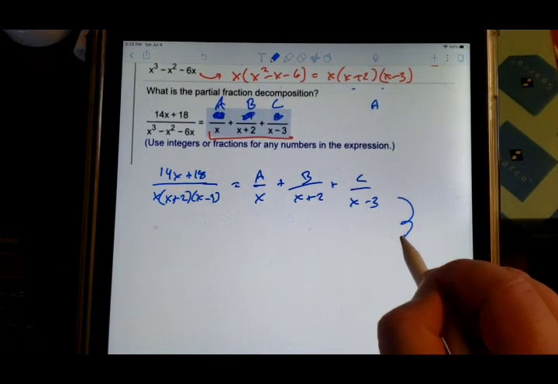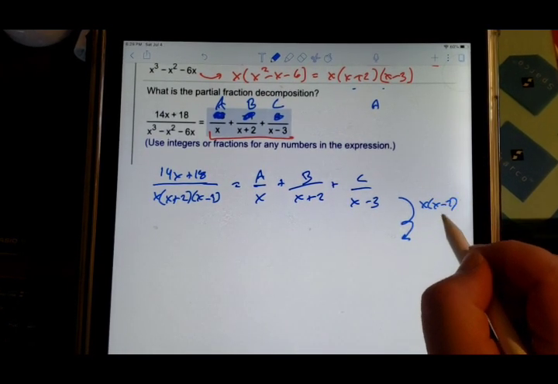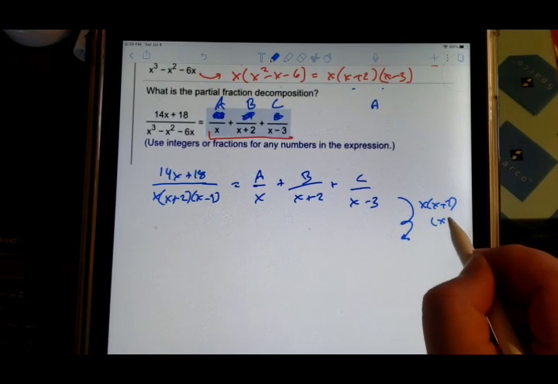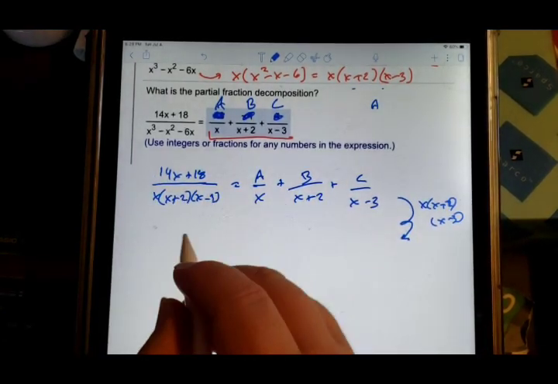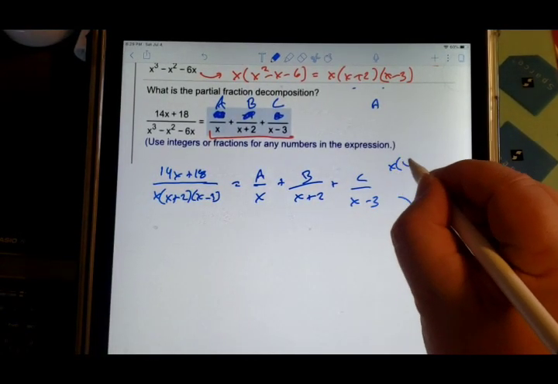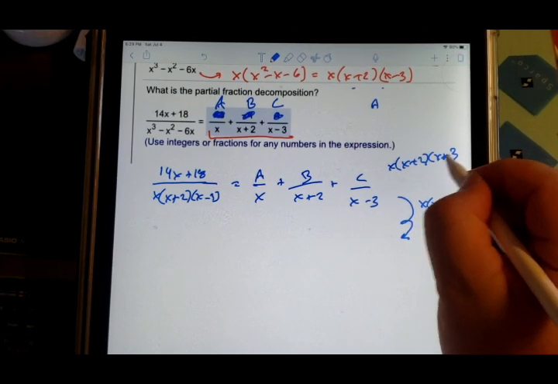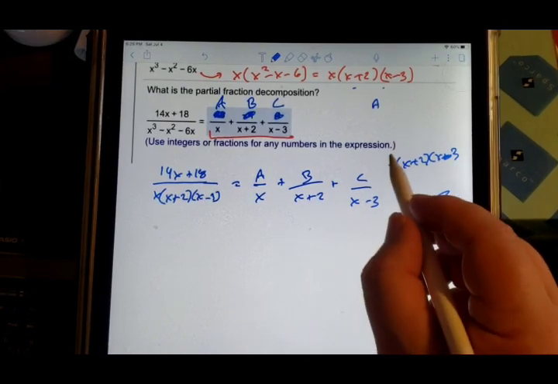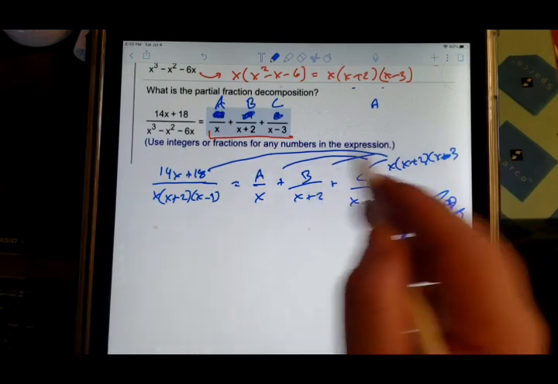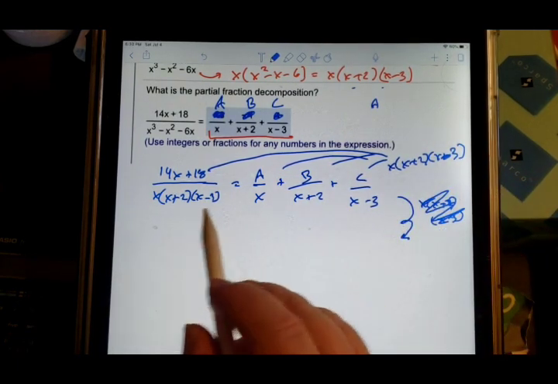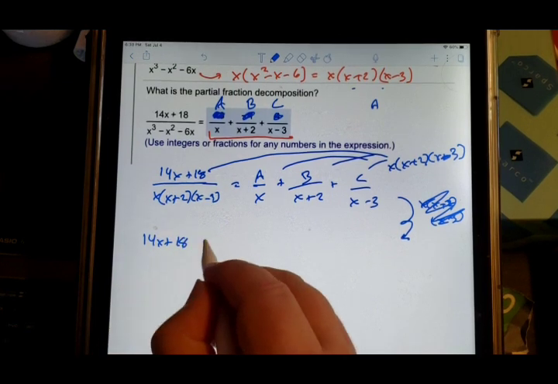I want to clear the fractions, so I clear the fractions by multiplying by x, x plus 2, x minus 3. Multiply by those things, and I'll multiply everything by that. Let's write it all out. All right, so I'm going to multiply everything by that, and it's just nicer to do it when this is factored because you kind of see the complete cancellation. So understand this entire denominator is going to cancel. I'll get 14x plus 18.